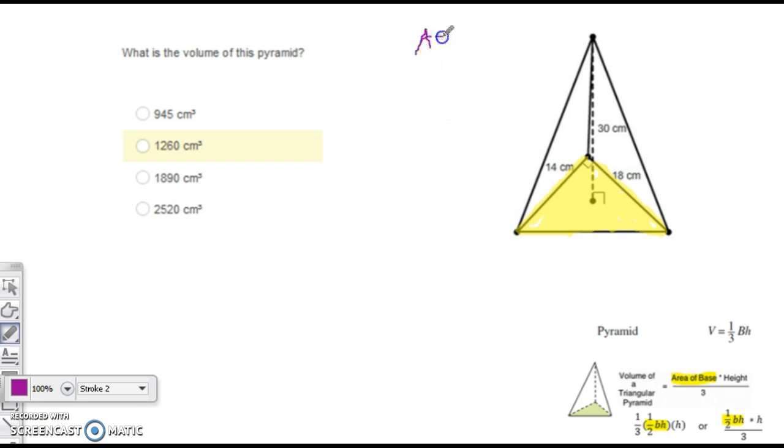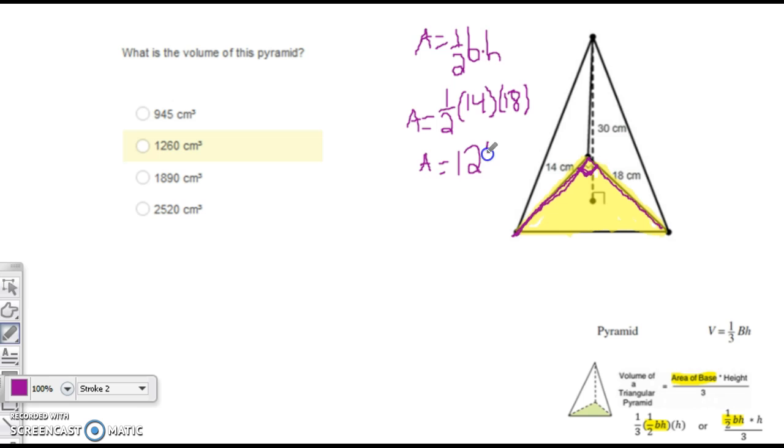So remember, for area of a triangle, that's 1/2 base times height. And it doesn't matter which side you let be the base. I'm going to let 14 be my base. But what does matter is the height has to be perpendicular to the base. And thankfully, it tells us right here that that is a right angle. So 18 is going to be our height. So I'm going to go ahead and multiply that out to figure out the area of the triangle. And I found out that the area of my triangle is 126 units squared.